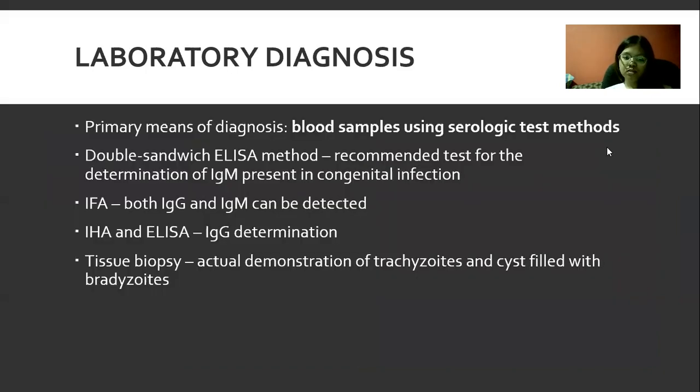So, laboratory diagnosis. Primary means of diagnosis is by the use of blood samples using serologic test methods. So, the recommended test for the determination of IgM present in congenital infection is the use of double sandwich ELISA method. The IFA can detect both IgG and IgM antibodies, while the IHA and ELISA can only detect IgG determination.